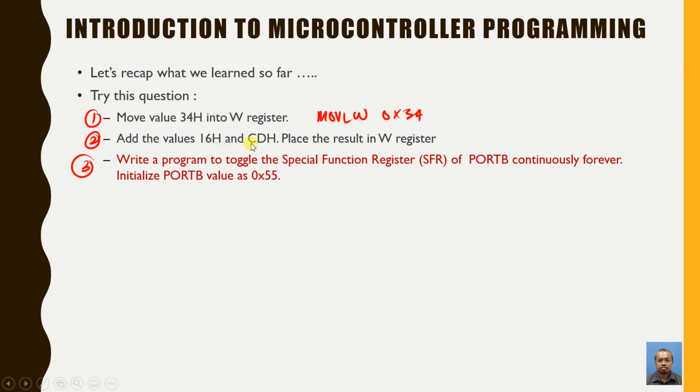Second question, add values 16H and CDH. Place the result in W register. For this one, you need to move literal 16H or 0x16. Next, just add them up. ADDLW 0xCD. So that's basically it. Okay, and the results will be placed in register W.